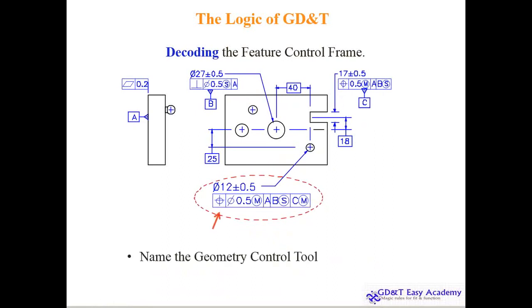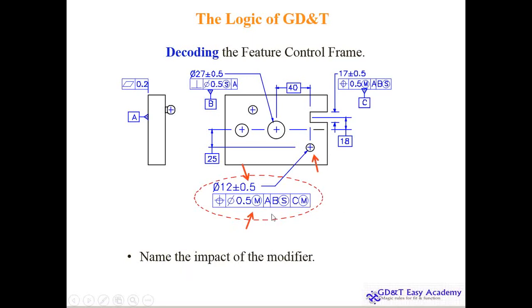So name the geometry control tool. The geometry control tool is a positioning tool, right? This is the positioning interference. Next, this is referring to this position. Next is the shape. The shape is a cylindrical tolerance zone. Next, size is 0.5 mm. Next, the modifier is maximum material modifier, and that is applied here.